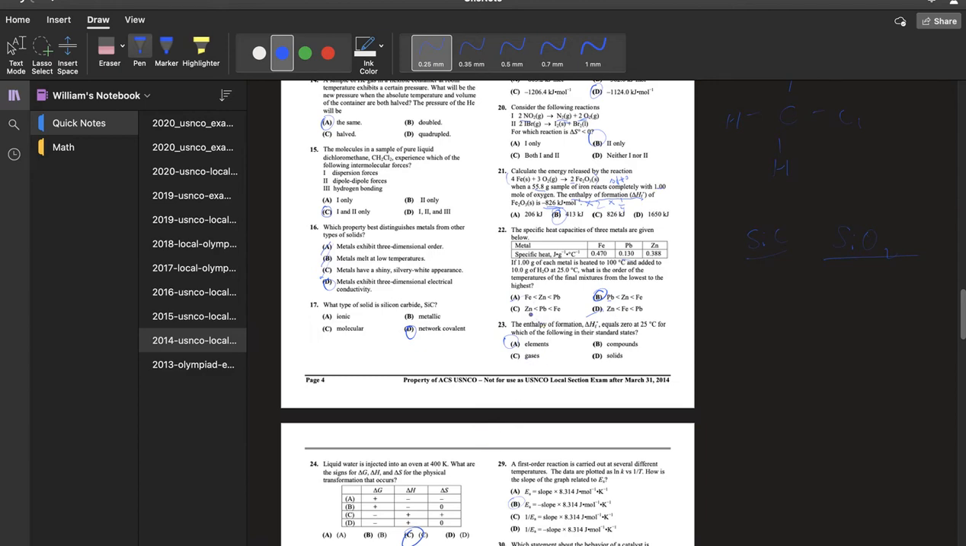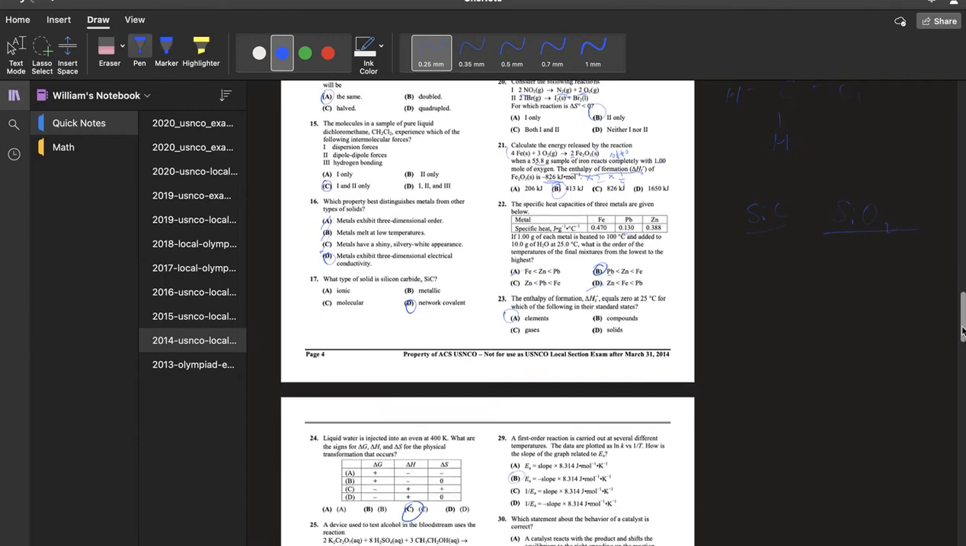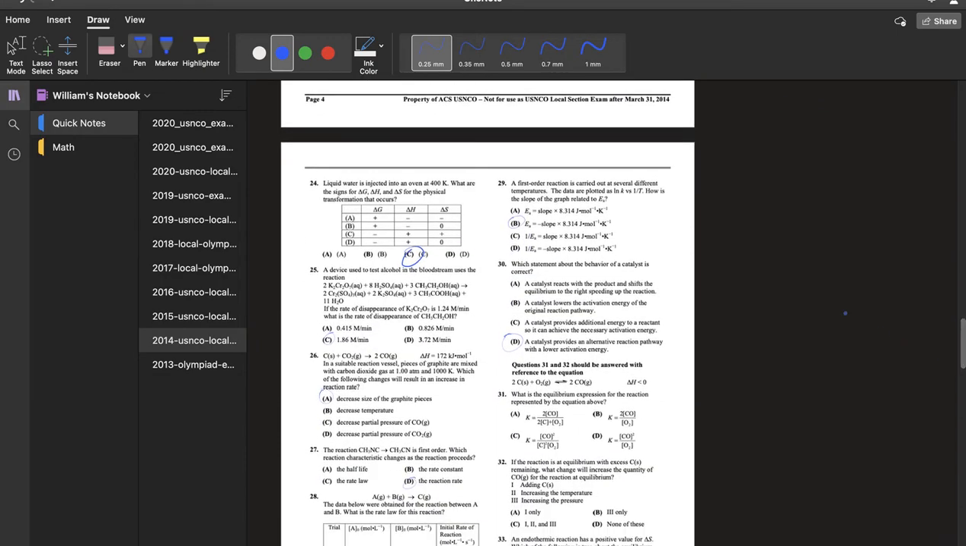23, the enthalpy of formation is 0 for what in their standard states? That's just elements. Yeah, I mean, that's just part of the definition of it. So, just something you should know. What are the signs for these things? So the key thing here is that this thing occurs. So if it occurs, it's spontaneous, so it's not A or B. Because spontaneity is determined by a negative Gibbs free energy change.